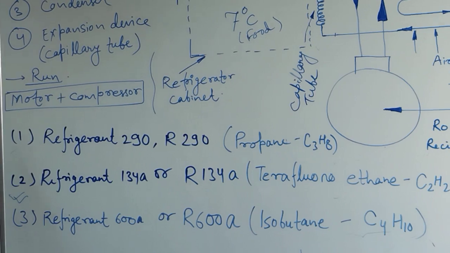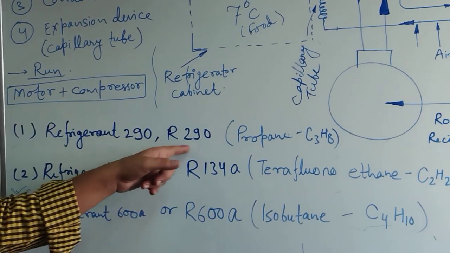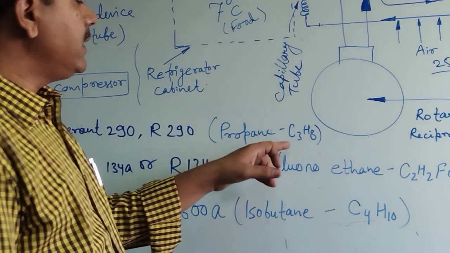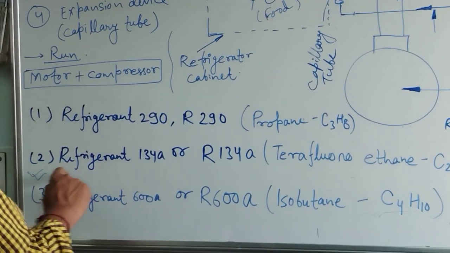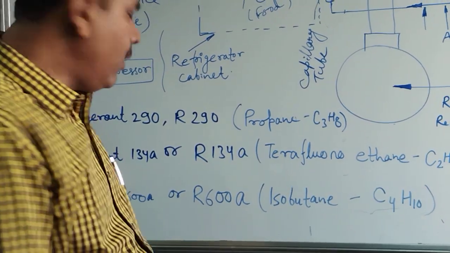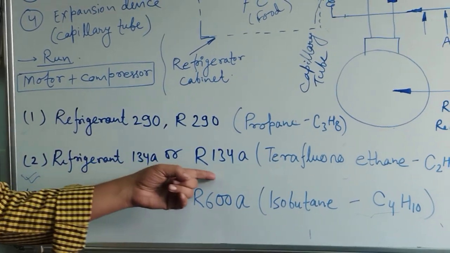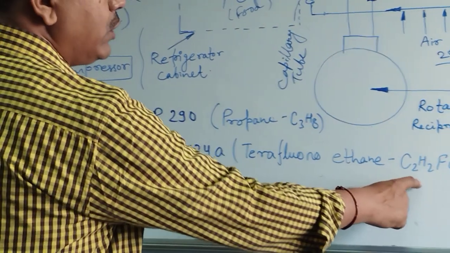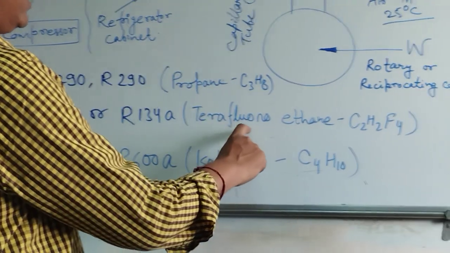There are three refrigerants written here. The first refrigerant is R290, whose name is propane, C3H8. Another refrigerant, which is generally used in our AC also, is R134A. Refrigerant 134A has the chemical formula C2H2F4, tetrafluoroethane.